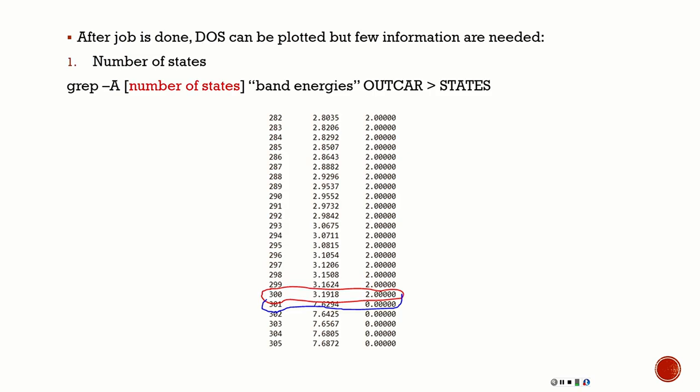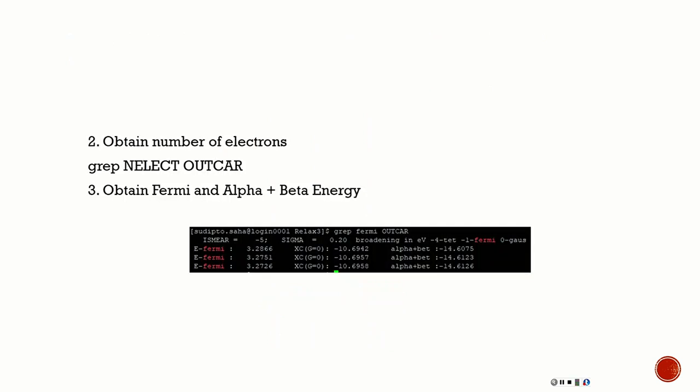After that, you need to get a few more pieces of information for the calculation of density of state. With this command, you can get this chart from OUTCAR. As you can see, at step 300 it's 2, at 301 it's 0. So we can use this value for the later calculation. Here, for obtaining the number of electrons, use that command, and for obtaining the Fermi and alpha and beta energy, use this command I have written here, grep Fermi OUTCAR, and you can get this information from OUTCAR.